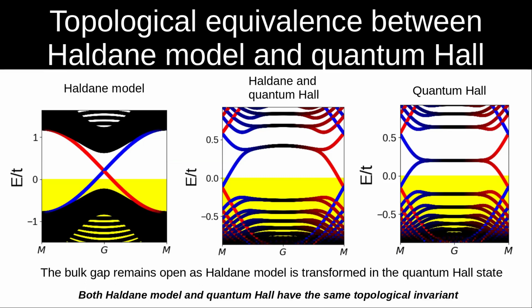And you see that in this whole process, we didn't close the bulk gap. So the gap in the bulk was always open. The edge states were always present. So the two systems are topologically equivalent. So this is a quite theoretical way of seeing that the Chern insulator, and in particular in the honeycomb lattice, is actually topologically equivalent to a conventional quantum Hall state, because you can connect both systems without closing the gap in the bulk.